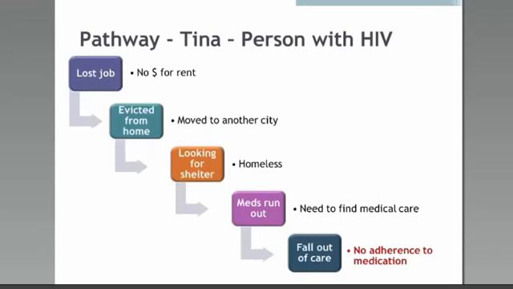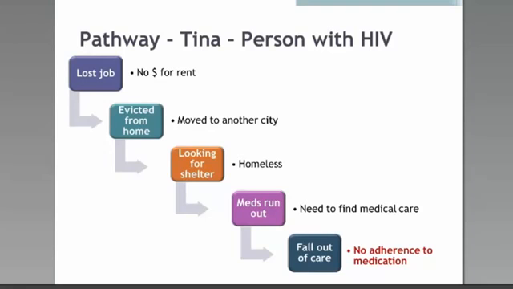And so this is just one example to walk you through how these social determinants may play out with regard to a gap in the continuum. For the purposes of this example, the gap in the continuum that we're looking at is adherence. The gap in the continuum is no adherence to medication. And so adherence to medication, that second from the last bar, is the bar that we're looking to close. So here's Tina, and Tina is a young lady living with HIV.